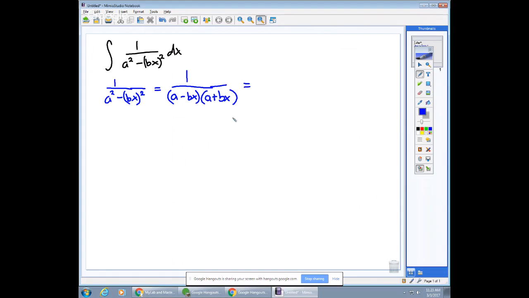And then that is going to be equal to capital A. Now we have capital A's and lowercase a's, so we're going to be really careful. Math is case sensitive today. Plus capital B over a plus bx.